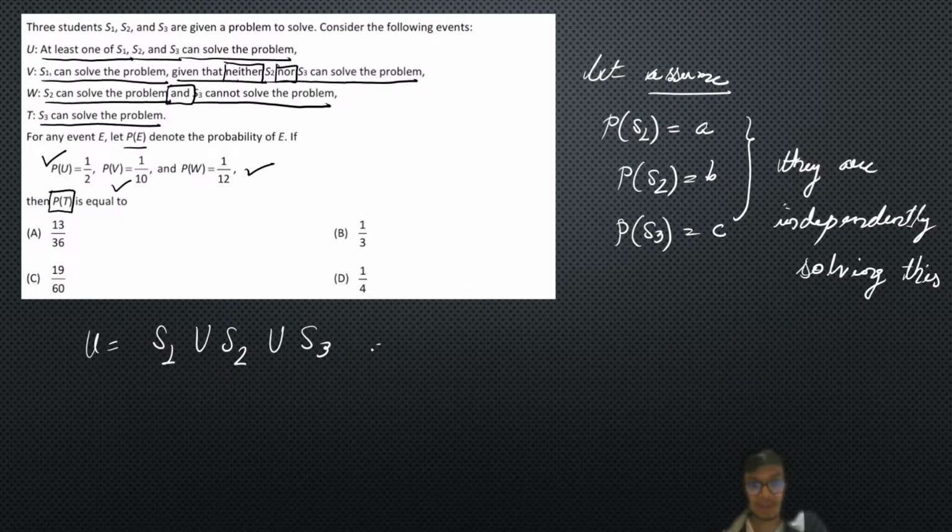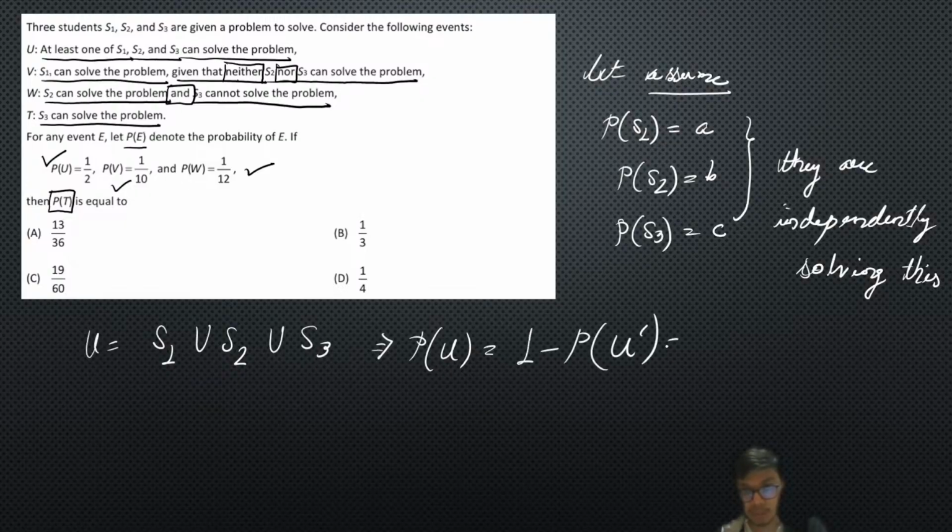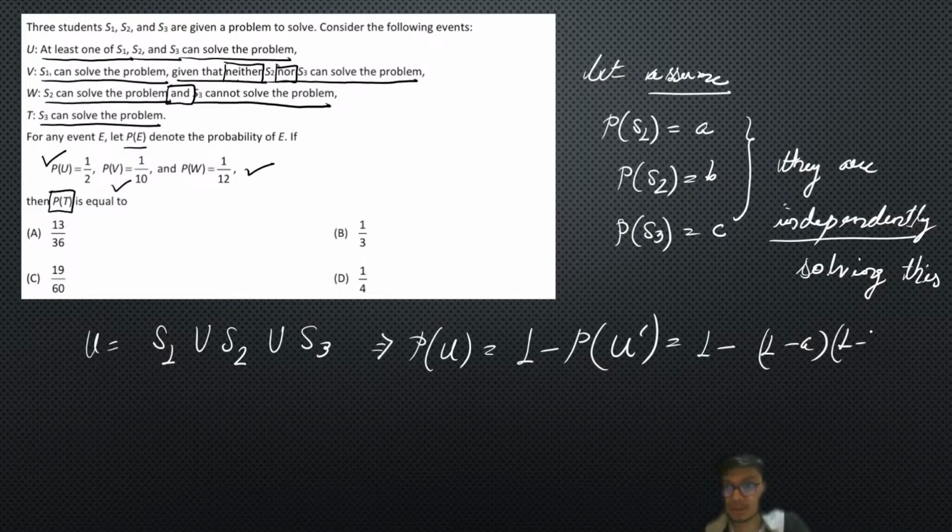Okay, so it can also be given as: if I try to find the probability of U, I can write this as 1 minus the probability of U complement. From this, I can write this expression as 1 minus A, and since I'm considering these independent events, it is (1 minus A) into (1 minus B) into (1 minus C), and that is basically given as 1 by 2 as well.